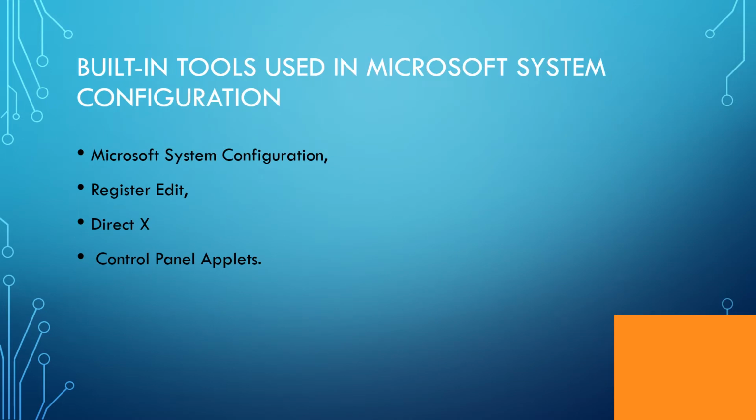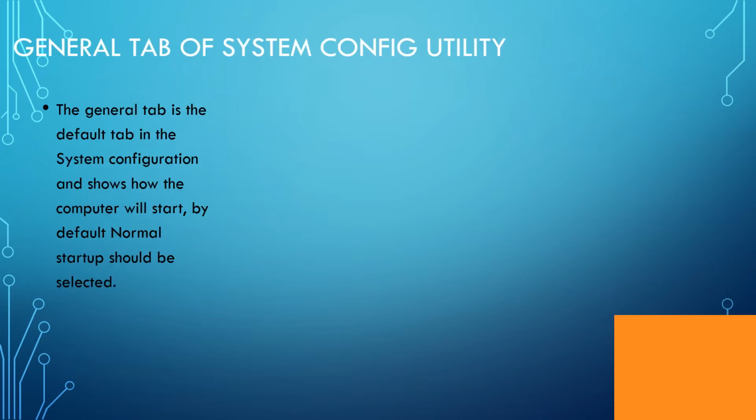These are the built-in tools used in Microsoft System Configuration: Microsoft System Configuration, the Registry Editor, DirectX, and the Control Panel applets. The General tab is the default tab in the system configuration and shows how the computer will start by default. Normal startup should be selected.